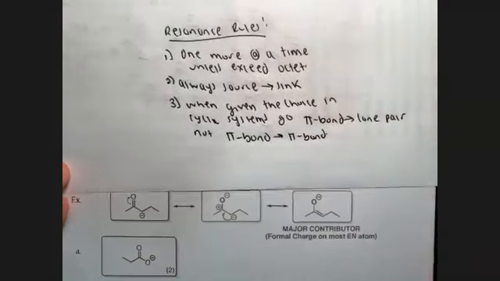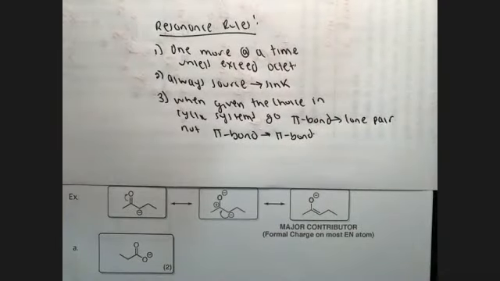Okay, those are literally the 3 main rules that I need to give you, and then you'll get it right every time. I know that seems crazy. So one move at a time unless you exceed the octet, always a source to a sink, and when given the choice in cyclic systems, go pi bond to lone pair, not pi bond to pi bond. All right, I'll catch you in a sec.